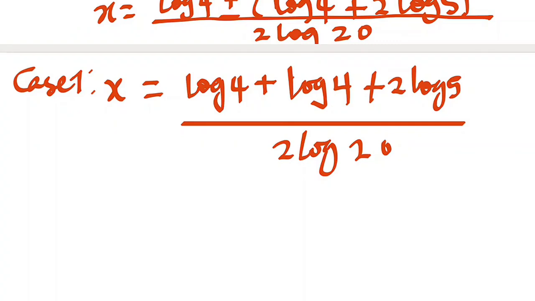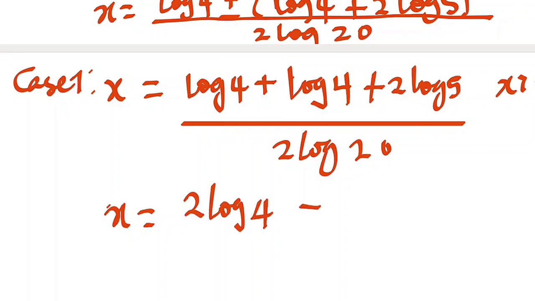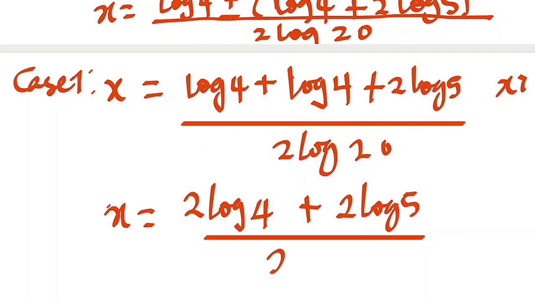So for positive, when x is positive, that is when x is greater than 0. So we're going to have x is going to be log 4 plus log 4. That will give us 2 log 4. So we're going to have 2 log 4 plus 2 log 5 divided by 2 log 20. Are you getting it?